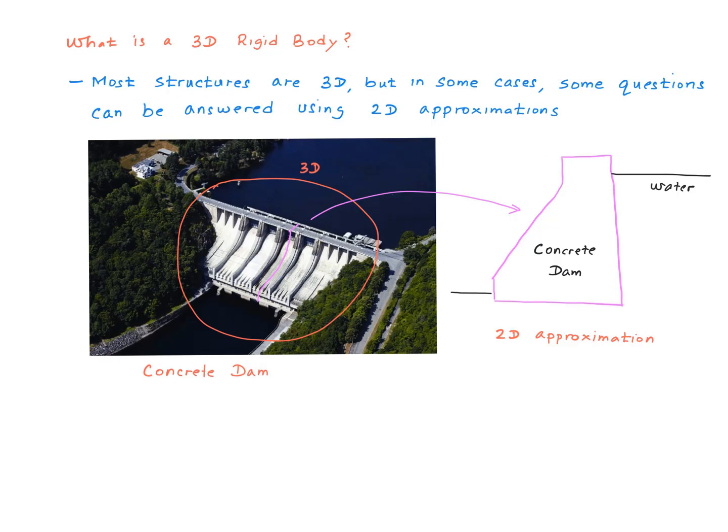But obviously, analysis of two-dimensional sections like this can only answer some questions, not all the questions, because, for example, this won't be able to address the forces acting on the abutments here, right? Even though we always try to look for two-dimensional approximations, in some cases it may not be possible.